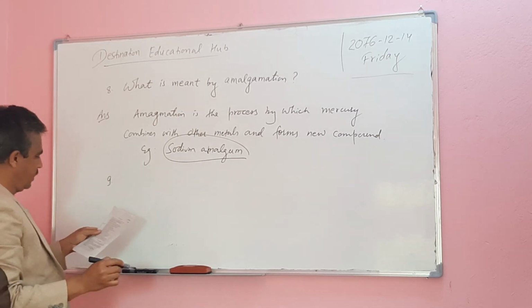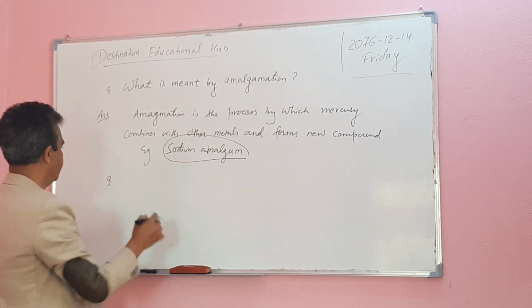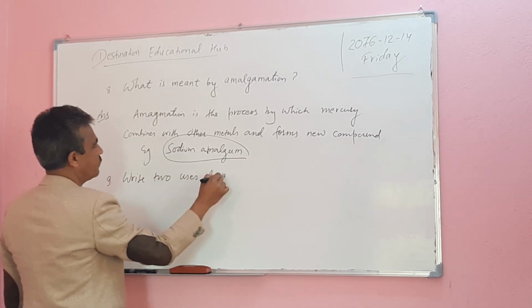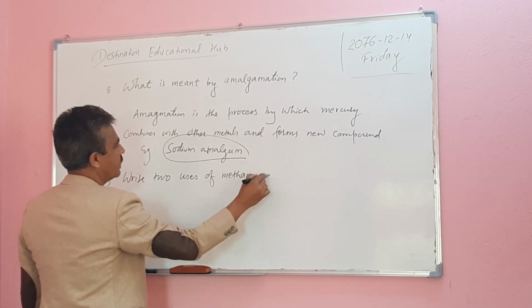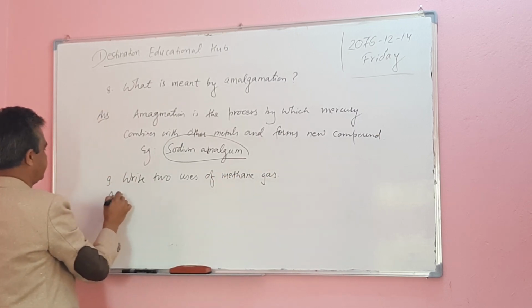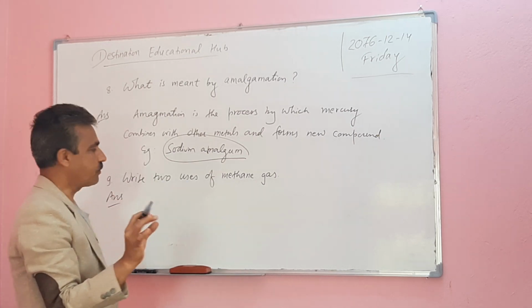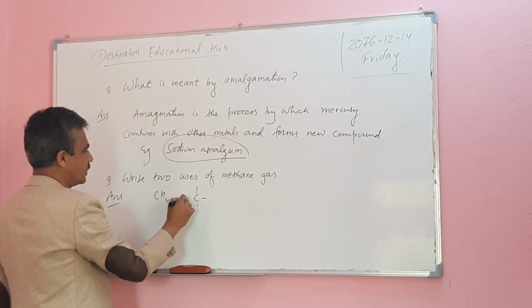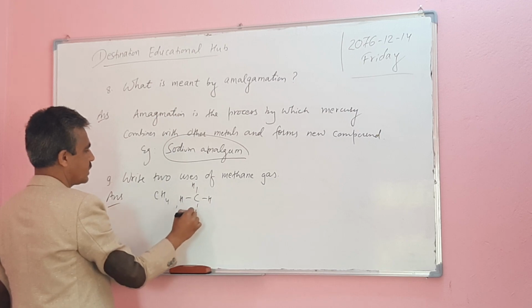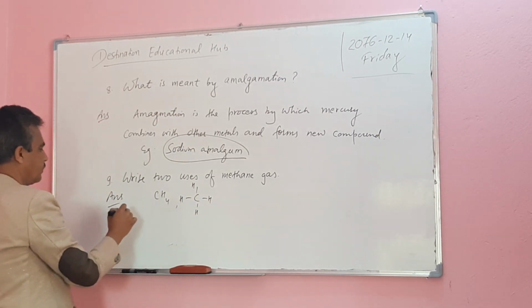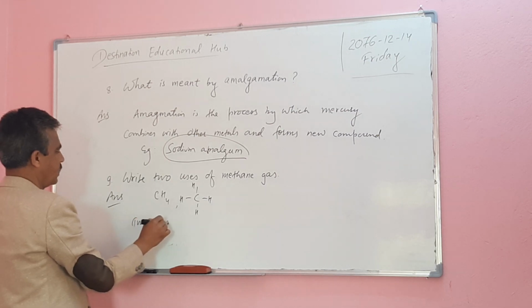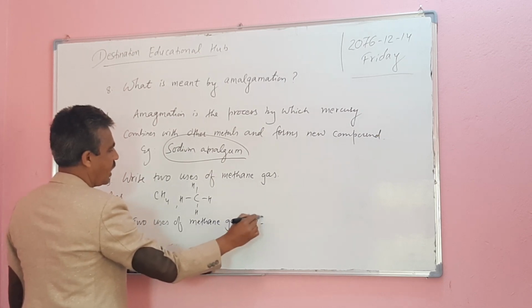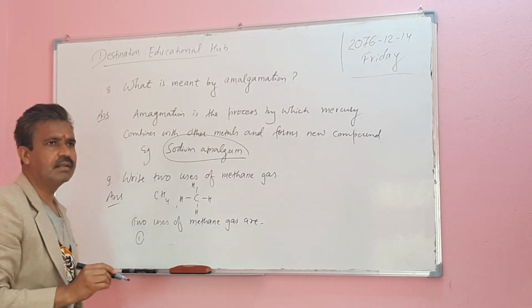Write 2 uses of methane gas. Answer. Could you remember the structural formula of methane? Actually, the molecular formula is CH4. Structural formula is H. It's simple. Okay, you can write 2 uses of methane gas. Methane, ethane, propane, whatever is there.